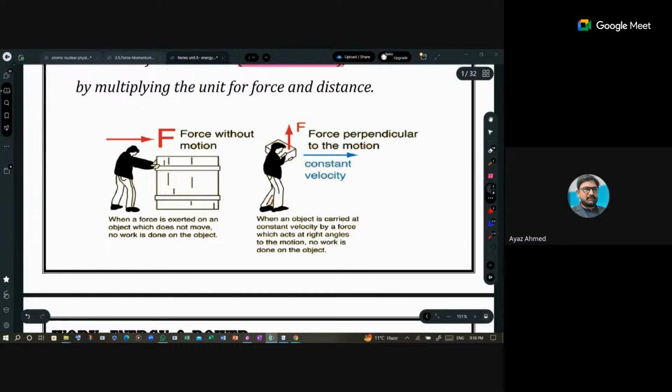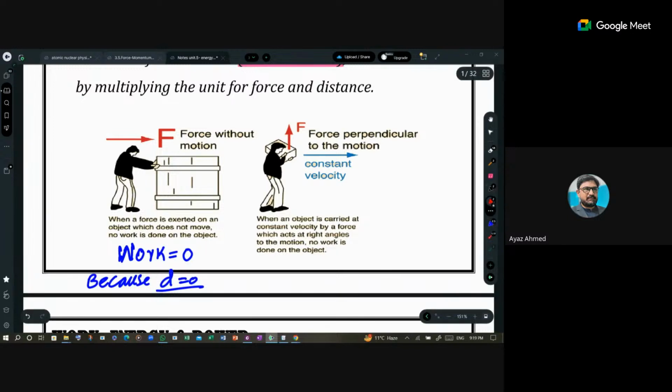Now, there are some important things to be understood. One of them is that this person is applying a force without any motion. There is no motion at all. Do you think that it is doing some work? In diagram A, that boy is applying some force on this cart. Is there any work? No, because it is not displaced, because displacement is equal to 0.